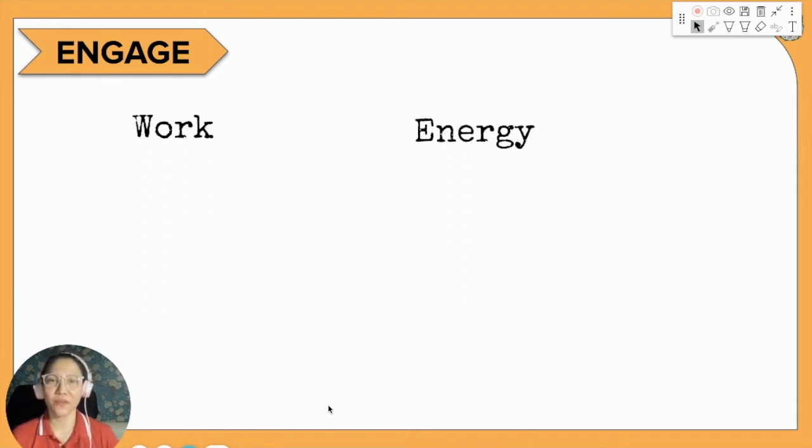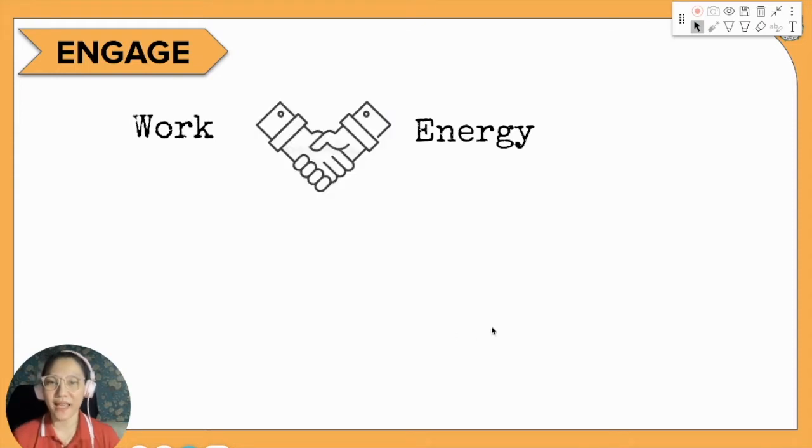All right. So the work energy theorem basically talks about the relationship between work and energy, okay, as manifested by these two hands that seem to be congratulating each other. So that's the relationship between work and energy. Okay, how is this so?